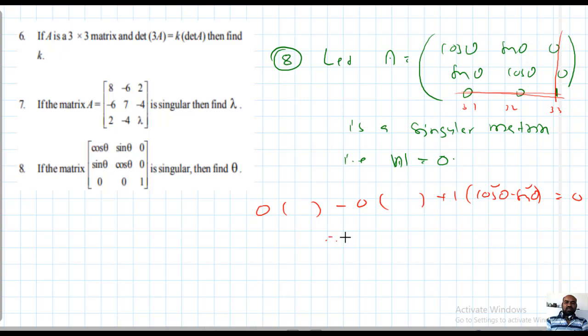So finally what we will get? Tan square theta equal to 1. Tan square theta equal to 1. Therefore theta equal to n pi plus or minus pi by 4. This is the general solution for theta.